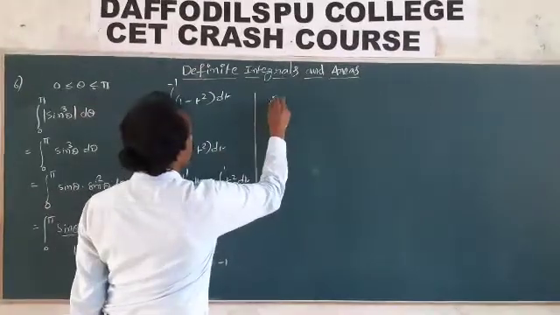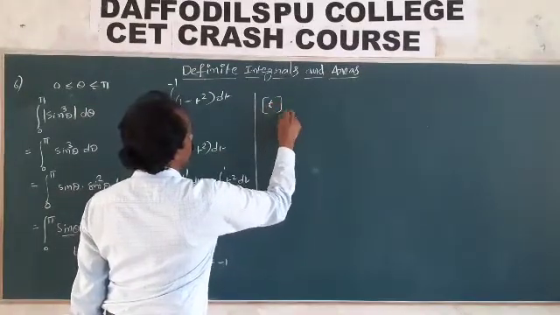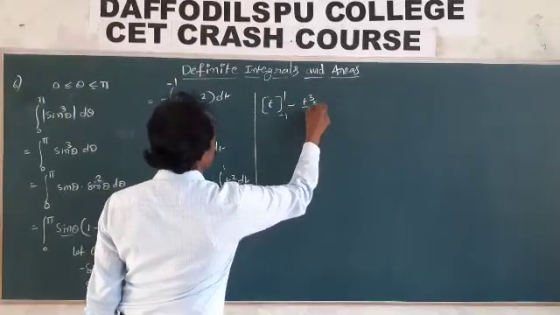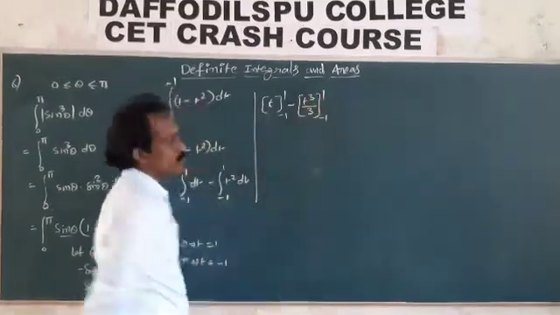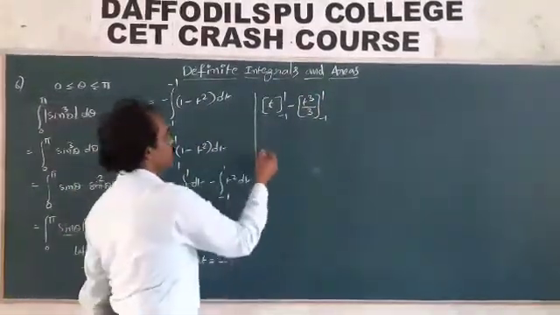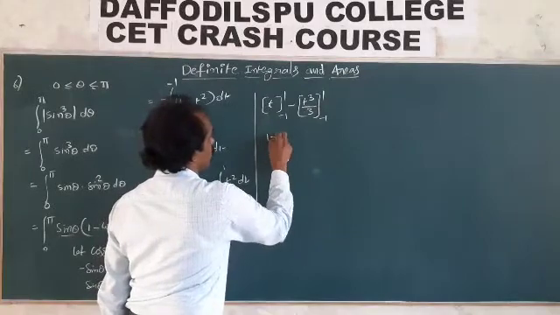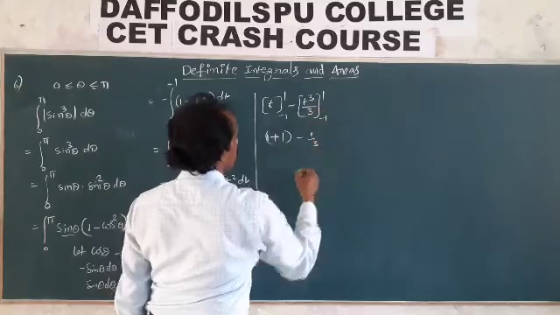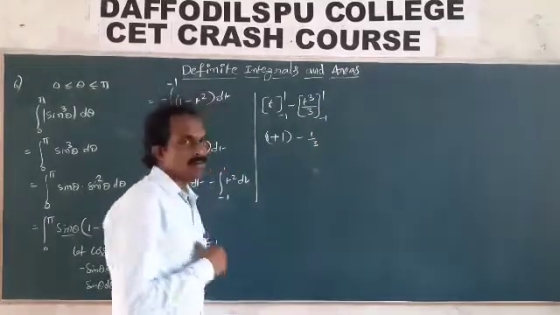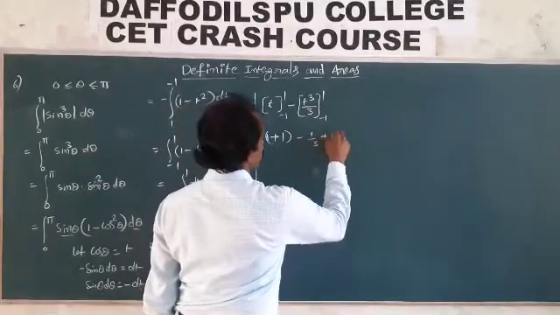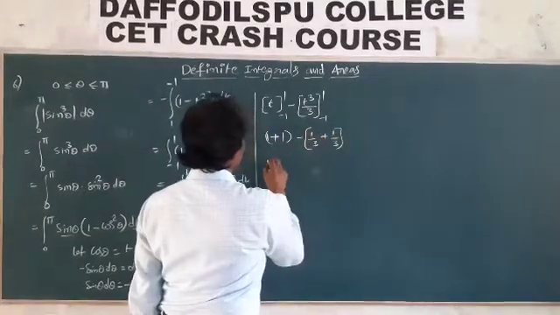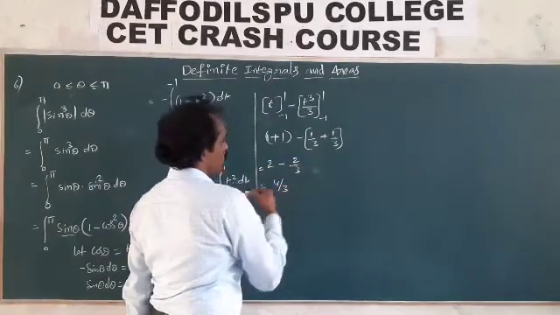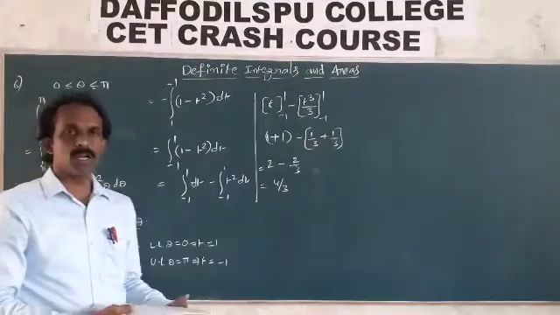Therefore, this value is t minus t cube by 3, from minus 1 to 1. Alright, substituting: 1 minus of minus 1, plus 1 by 3 minus 1 by 3 of... so minus of minus 1 by 3 plus 1 by 3. Therefore, this value is 2 minus 2 by 3, that is 6 minus 2, 4 by 3 is the answer. So the third option is the correct answer.